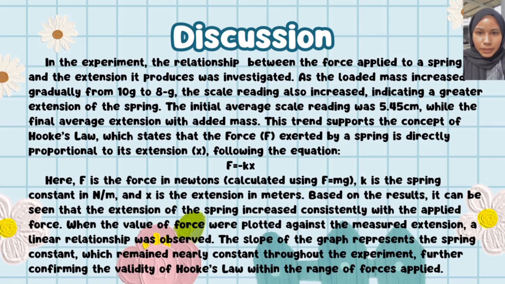So in this experiment, we investigate the relationship between the force applied to a spring and the extension it produced. As we gradually increase the loaded mass from 10 grams to 80 grams, the spring's extension also increased. The initial average extension was 5.45 cm. The final average was 26.7 cm, showing a clear consistent increase.